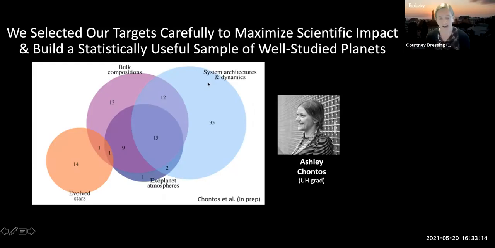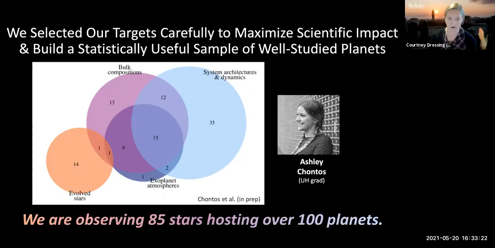So by having targets that satisfy multiple science goals, we're able to try to get more science out of a given number of high-res observations. Overall, we're looking at 85 stars hosting over 100 planets. And we're working in collaboration with the larger TESS follow-up effort.